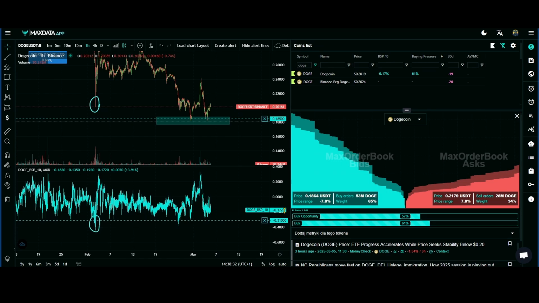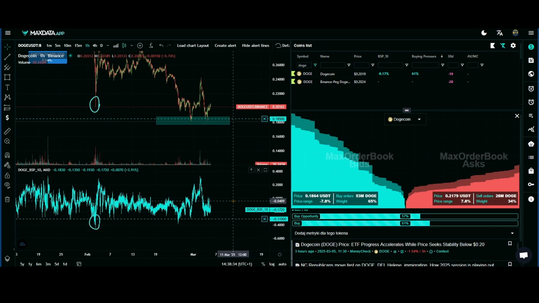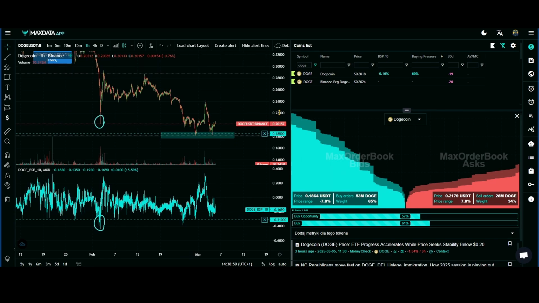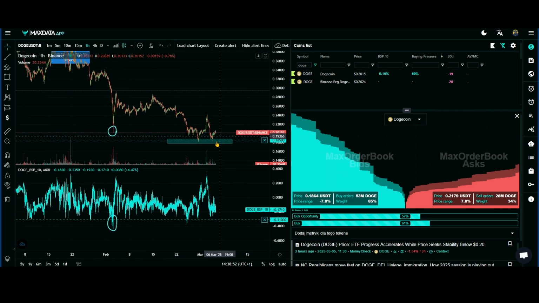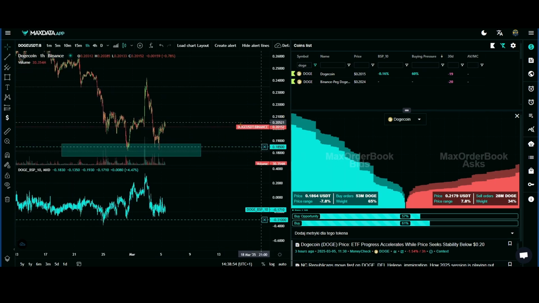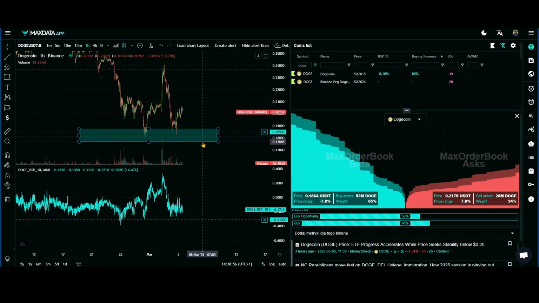And so you can also get notified on your Telegram, on your desktop, on your phone, on your SMS, and get notified when this metric drops to unusual levels. So yeah, that's basically my playout for Dogecoin. I believe this is going to be a level to watch, and I'm watching also the BSP metric, and let's see how that goes.